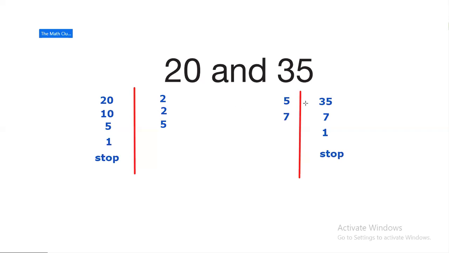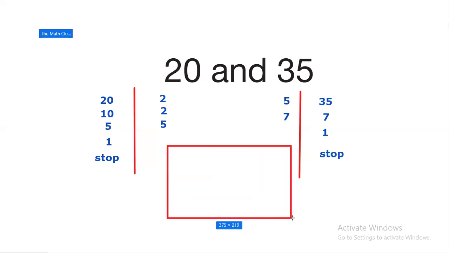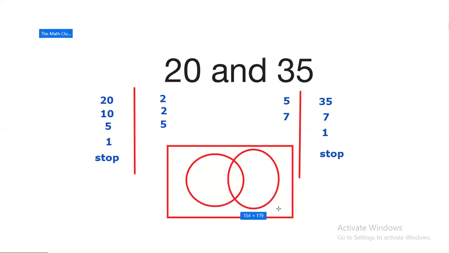Now we have two groups of prime factors. Now we're going to use a Venn diagram to find the HCF and LCM. Basically, we put two circles, and these two circles must be going inside of each other like this. Now, the first circle will be for the 20. So this one is for the 20. And the second circle is for the 35. That's for the 35.